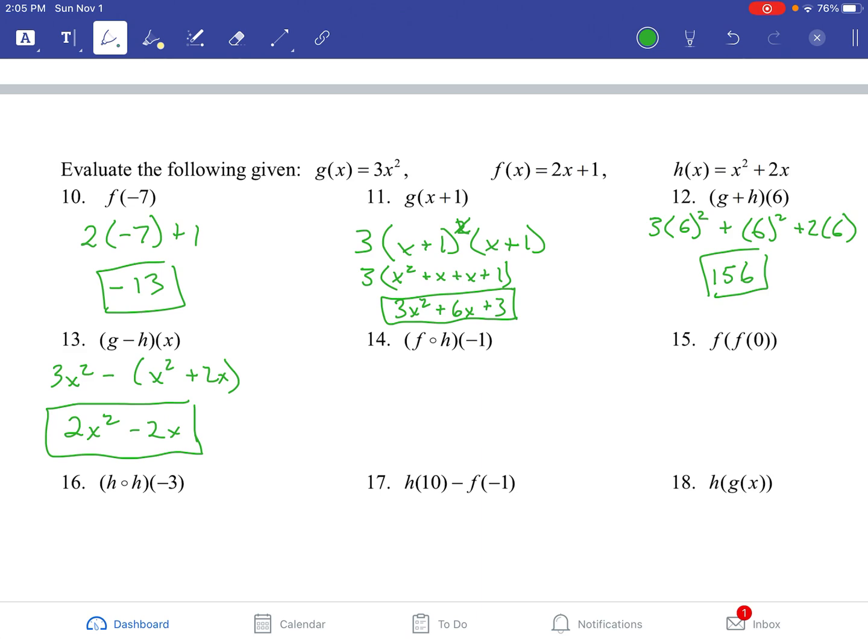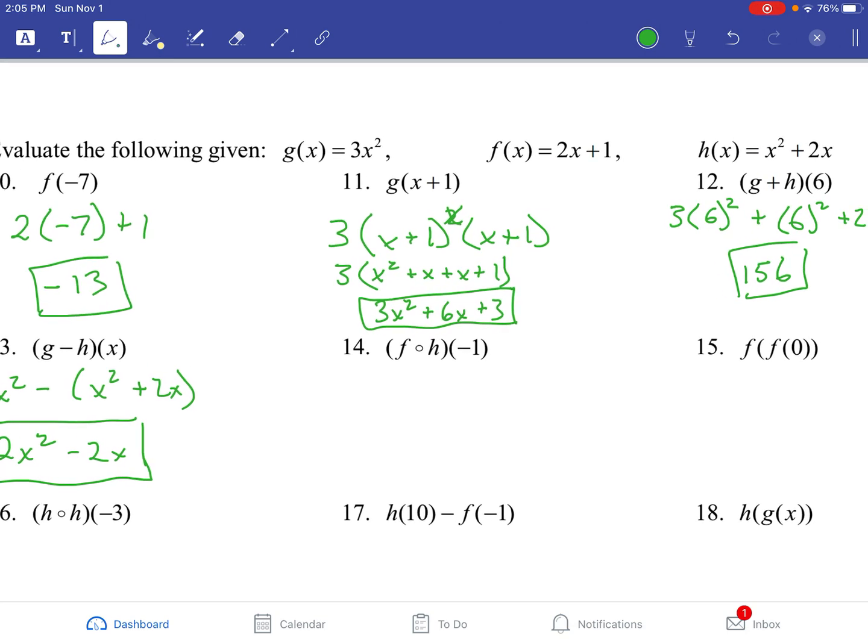All right, f of h of negative 1. So what we're doing is putting negative 1 in for the h function first. So we have negative 1 squared plus 2 times negative 1. All right, we're going to figure out what this is. So negative 1 squared is 1, plus 2 times negative 1 is negative 2. So we got 1 plus negative 2, which is negative 1.